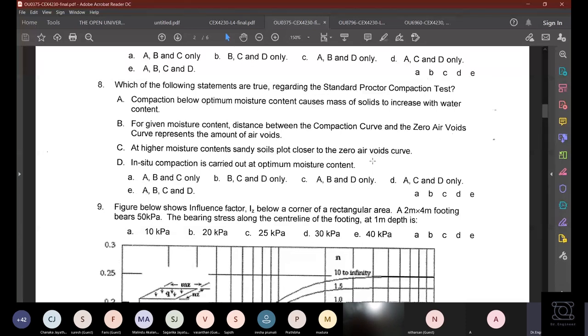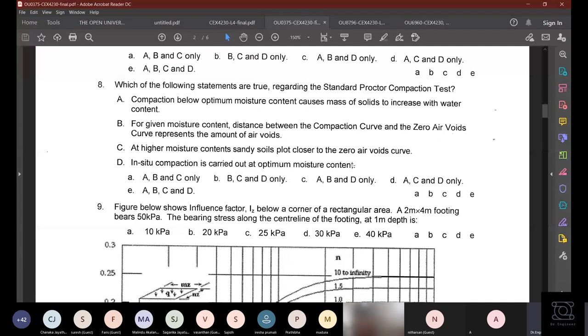And in situ compaction is carried out at optimum moisture content. In situ means at the site. They try to carry this out at the optimum moisture content, but we cannot achieve 100% relative compaction as in the laboratory. That's why we have some standards like 90% compaction, 95%, especially those who have worked in road projects. They know this 90-95% thing much more clearly. I don't have any experience in road projects, but I have a slight idea about this. So I think statement E is correct here.